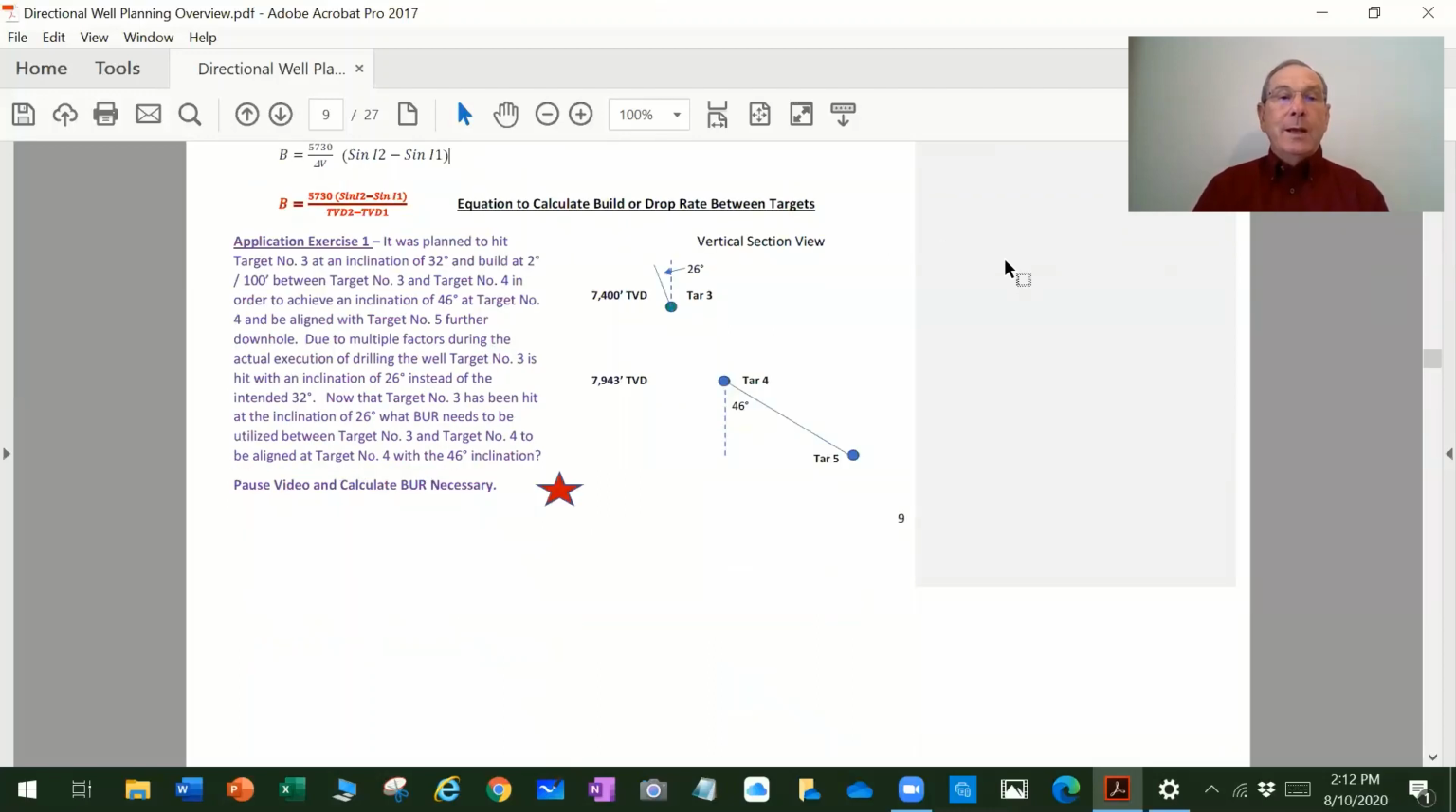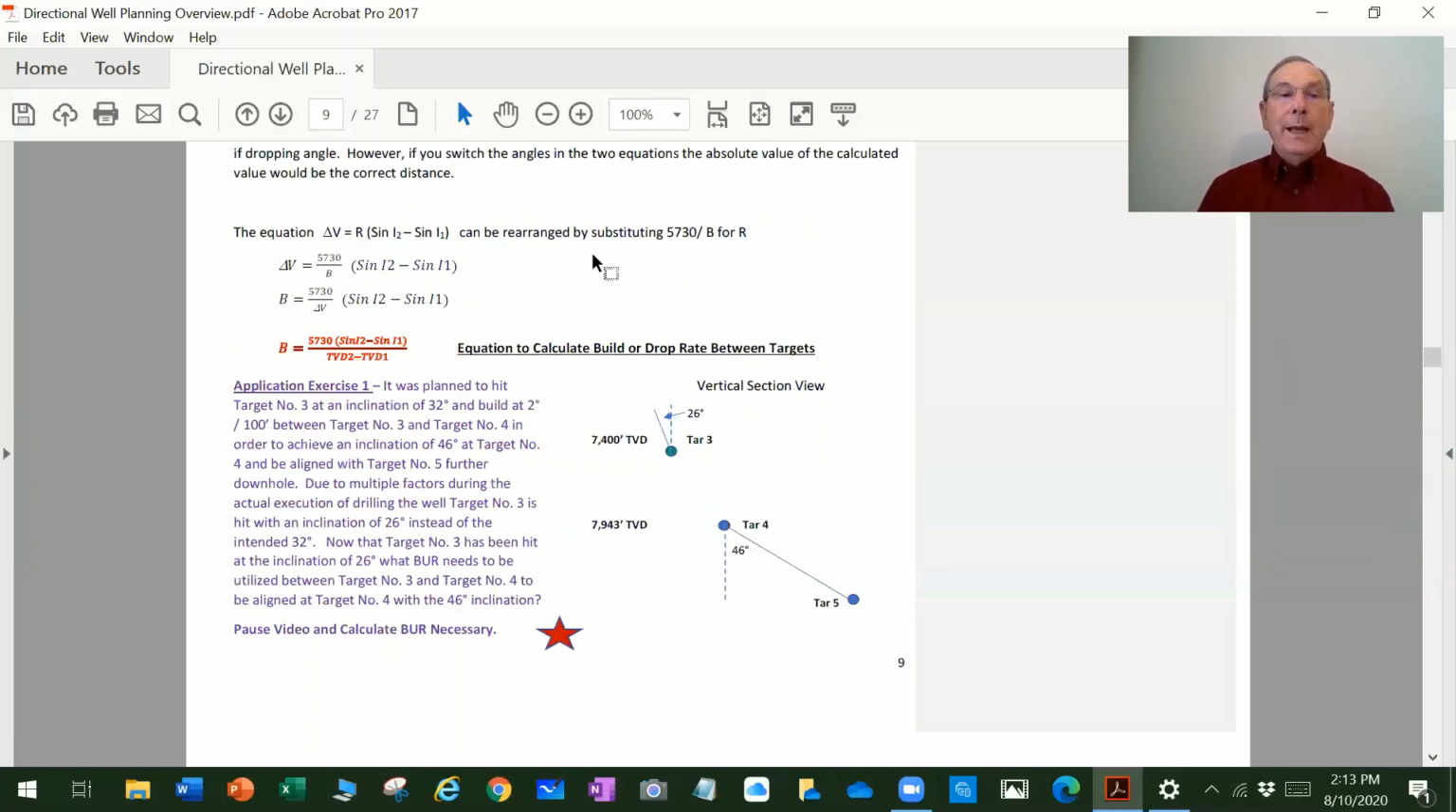So here's an application example, the first one we'll do in this series. We have target number 3, target number 4, and target number 5. You can see on this diagram, if we're located at target number 3, and we have target number 4 and target number 5, when we get to target number 4, we want to have 46 degrees, so we will be aligned to just drill straight from target number 4 to target number 5.